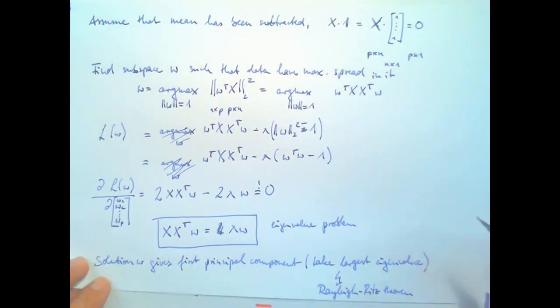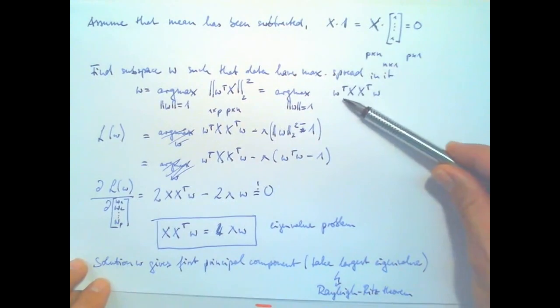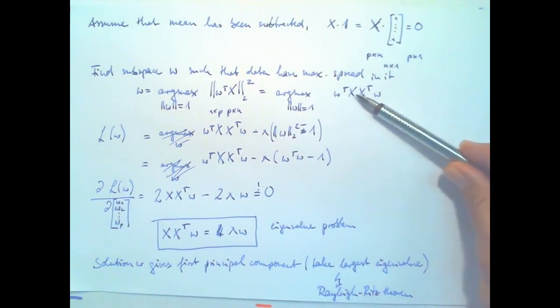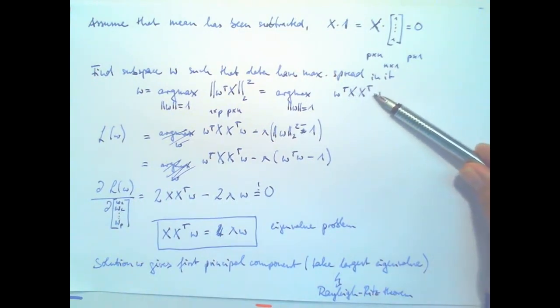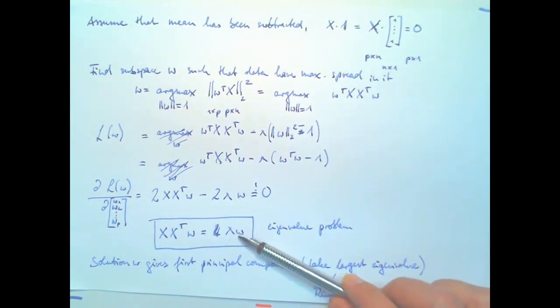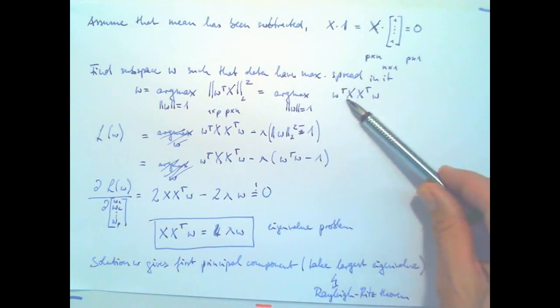You also see it in the above equation here, because we say that the norm of W is 1. So x transpose W is the same as lambda times W. In other words, we want to find the biggest lambda, the biggest eigenvalue.